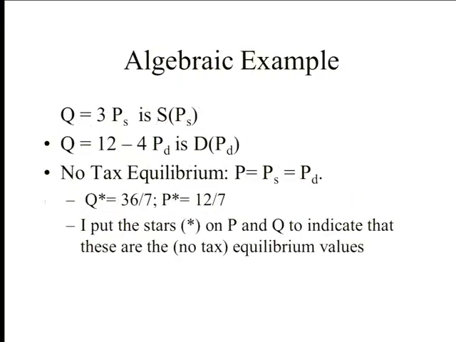So let's take an example. Here I have Q is 3PS for the supply curve, and I have the demand curve, Q is 12 minus 4PD. It's the same one I had last time. And in the no tax equilibrium, T is 0, so P equals PS equals PD. They're all the same. And this was exactly our example from last time. If you solve those two equations, you will get Q is 36/7 and P is 12/7. And the stars typically mean this is an equilibrium value. It's my solution value. So if I say P star or Q star, this is the answer. You could solve that fast enough. You take the Q on the second line, write 3P, and take the P's over to one side, and you'll get it.